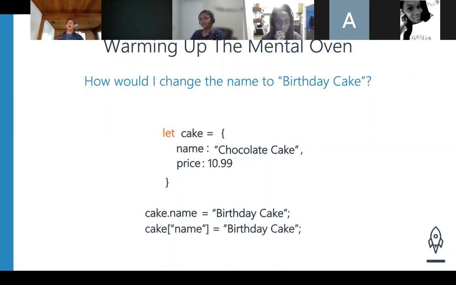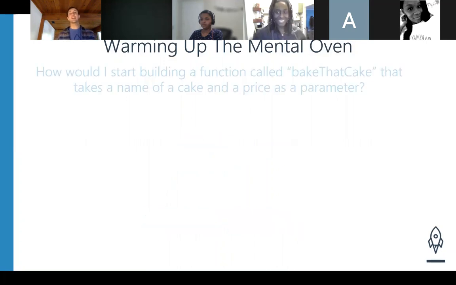Absolutely. We can say cake, open square bracket, name, because that's the key of the property that we want to change, equal to birthday cake, the new value we want to set that property to. So any questions on this? Didn't think so. You all know this. Let's keep digging a little bit deeper then.